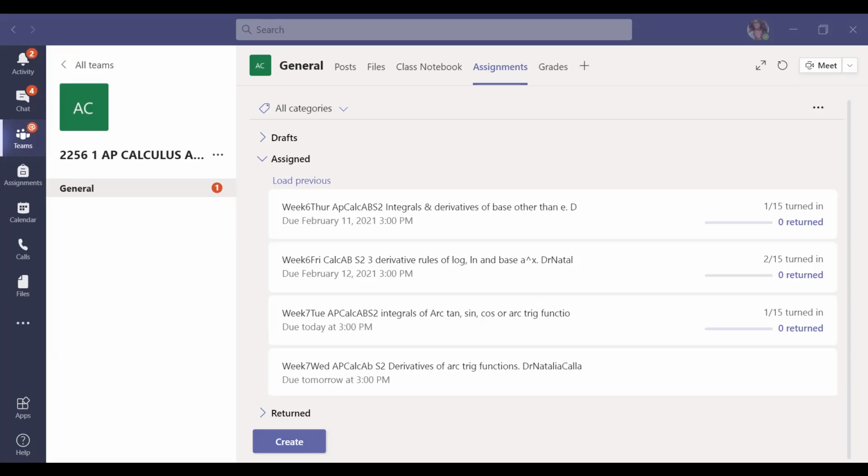Your guided note today looks like this. This is your first page. Second page from your textbook. Third page, fourth page, and fifth page.